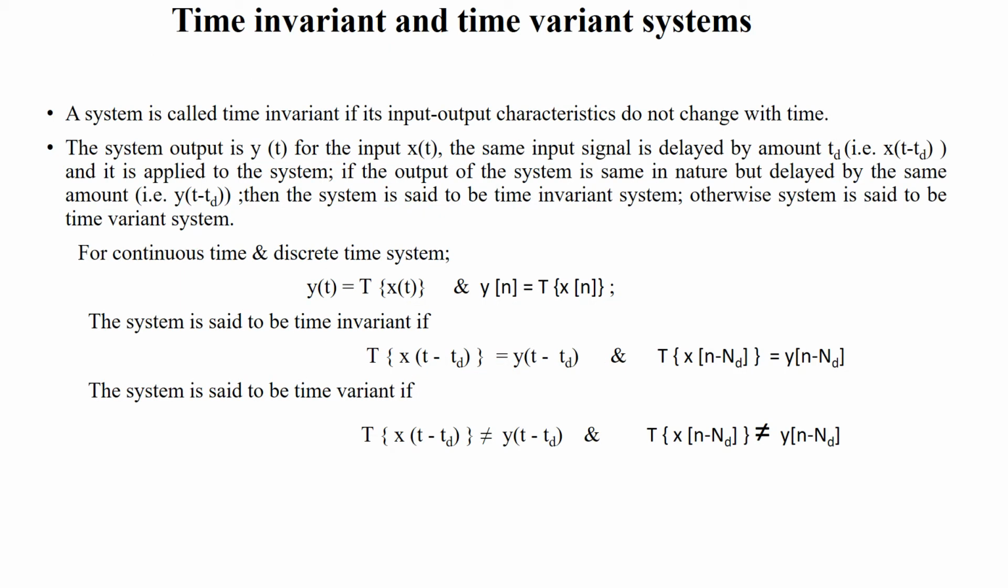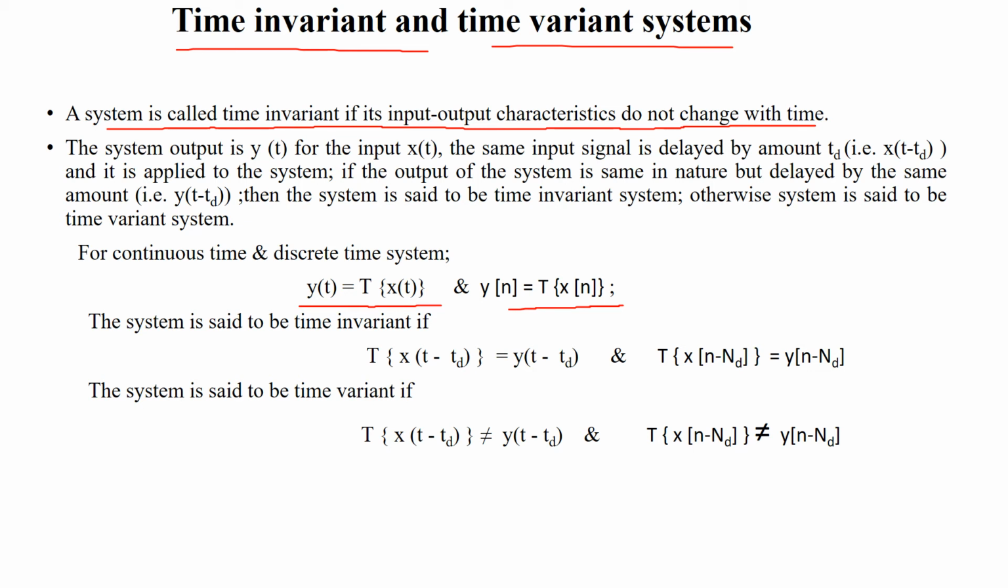Next classification is the time invariant and time variant system. A system is called time invariant if its input output characteristics do not change with time. Otherwise, it is known as a time variant system. So here let's take continuous time and discrete time. Continuous time: y of t equal to t into x of t, and discrete time: y of n equal to t into x of n.